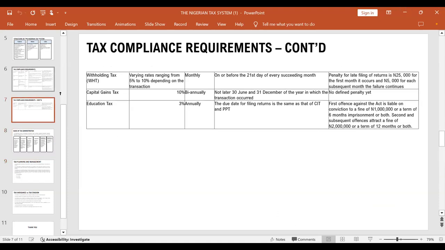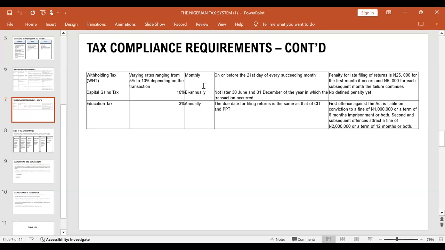Okay. So we have capital gains tax, 10% biannually. Then withholding tax is monthly. So people that remit withholding tax, we know that we pay together with our VAT on or before the 21st day of every succeeding month, right? And there are penalties for it.